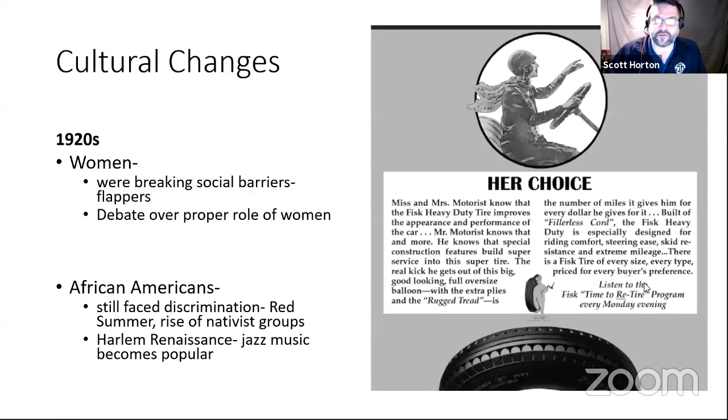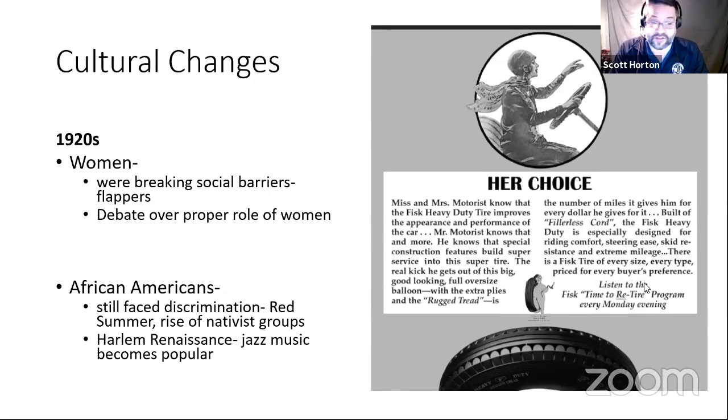Two more. Cultural changes. In the 1920s, we have women breaking social barriers. They, of course, get the right to vote in the 19th Amendment. So they vote for the first time in the 1920 elections. So this year in November will be the 100th anniversary of women voting in America. But then, of course, there's a debate over the proper role of women, the question of flappers, for example, in the 1920s, and women that were breaking social barriers that some people found to be inappropriate or not okay.